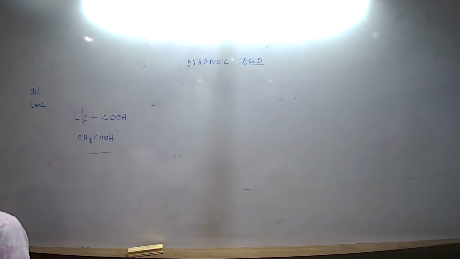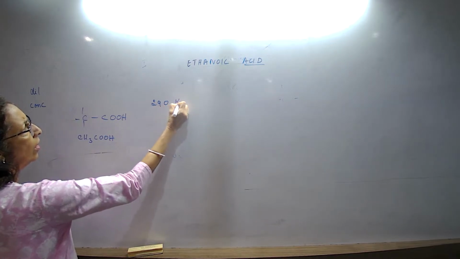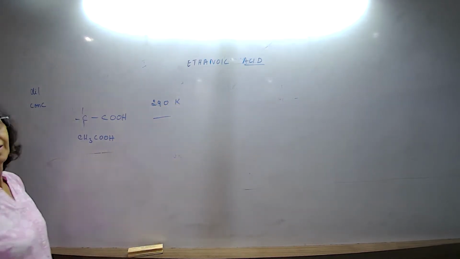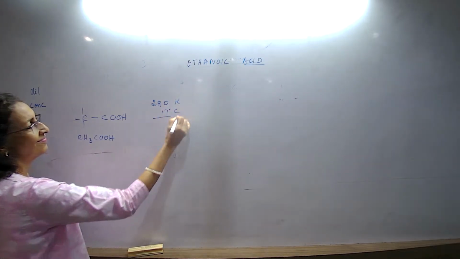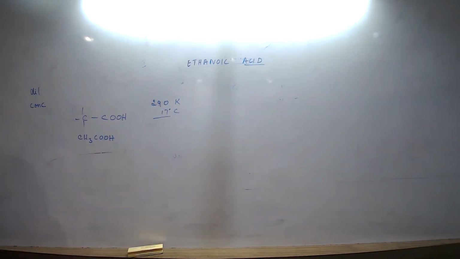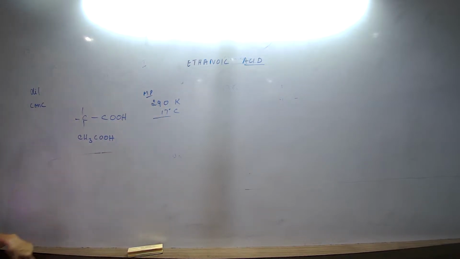Melting point 290 K. How much is it in Celsius? 290 K is how much? No, sorry, 17. What does it tell us? This is the melting point of ethanoic acid. When does water freeze? 0 degrees Celsius.